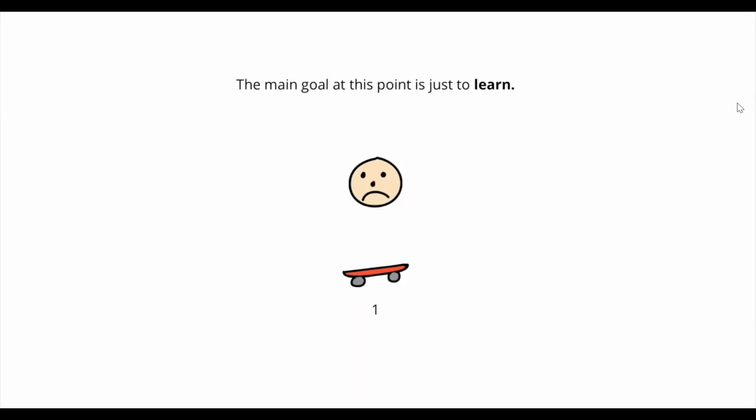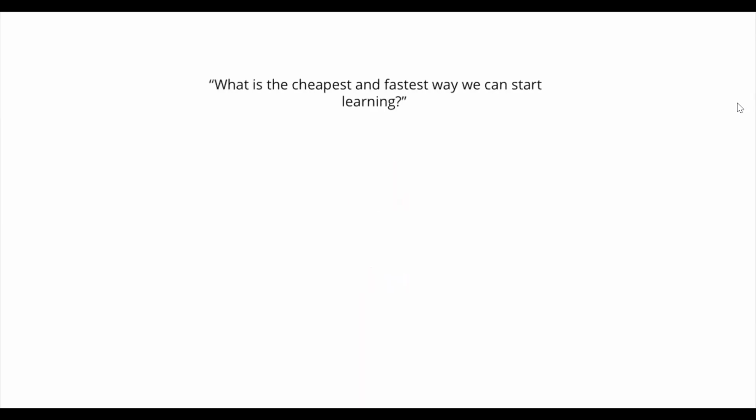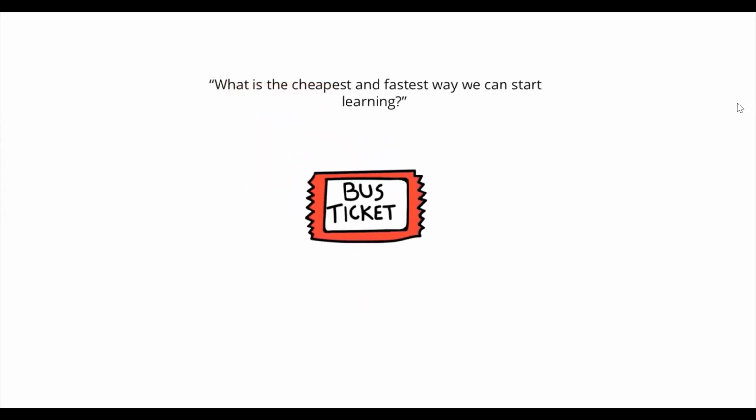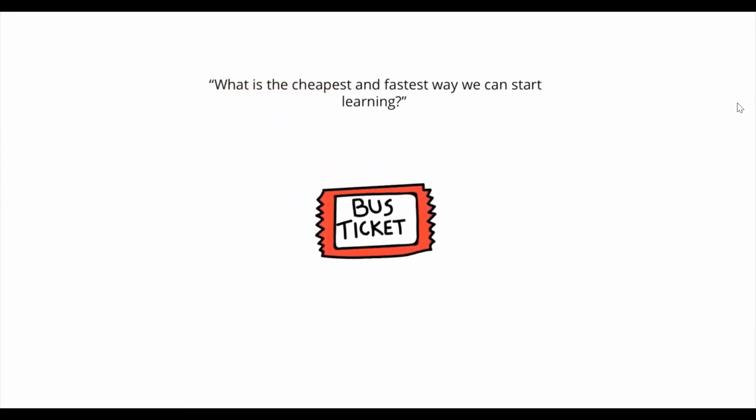The key question is, what is the cheapest and fastest way we can start learning? Can we deliver something even earlier than a skateboard? How about a bus ticket? Will this help solve the customer's problem? Maybe, maybe not, but we'll definitely learn something by putting this into the hands of real users.